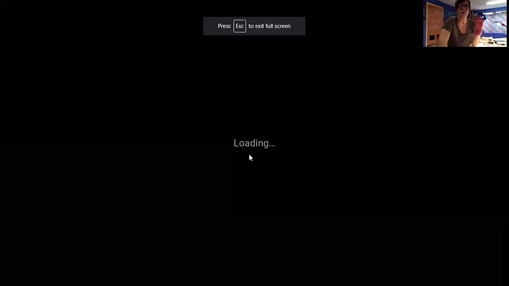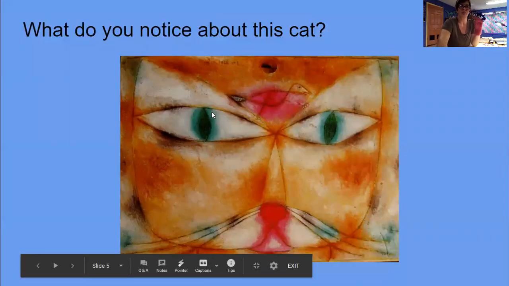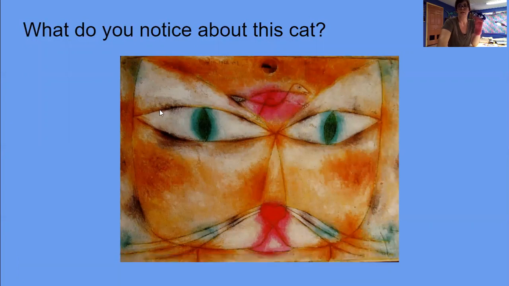All right, here we go, friends. Let's get started by looking at some of Paul Klee's cats. So last time, we noticed lots of great things about his work. We noticed how shapes are used in order to make his cats. Things like triangles and things like almost like ovals or leaf shapes. Some things are organic, some things are more geometric.